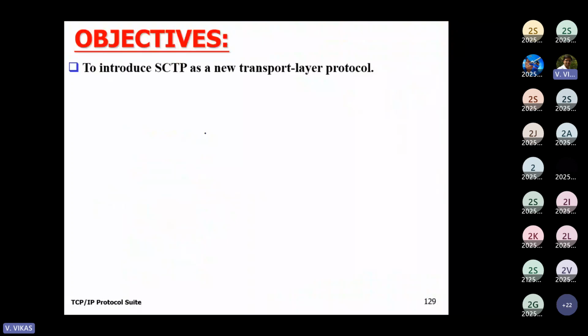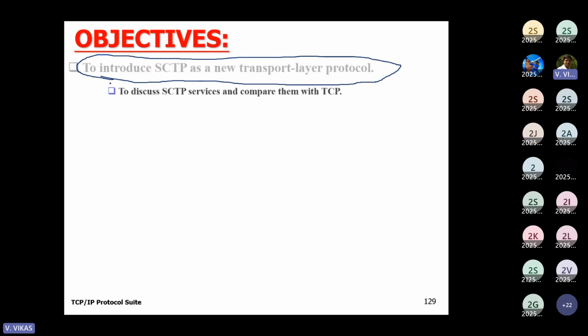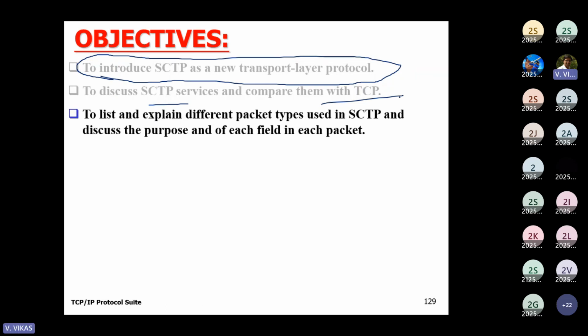In this, we will be looking at how and why SCTP has been introduced in the transport layer. Then we will look at SCTP services, and how they are different from the services which TCP is providing. Then we will look at the many types of packets in SCTP. We will consider each packet, see how they are different from others, and see in detail these packet formats.